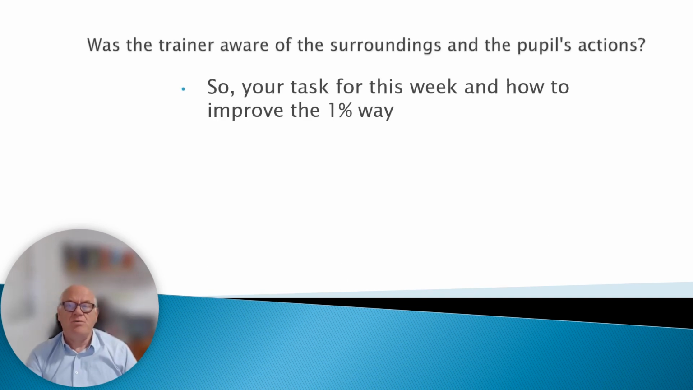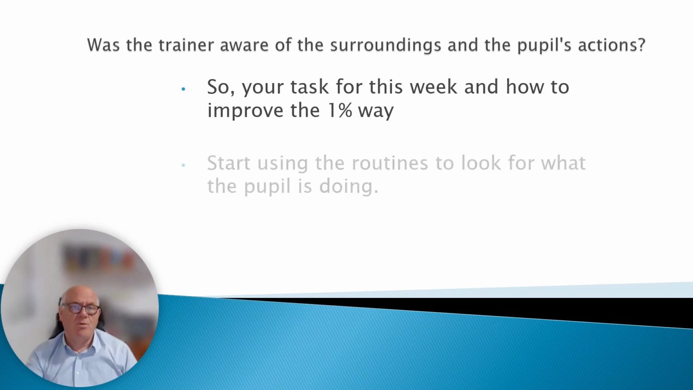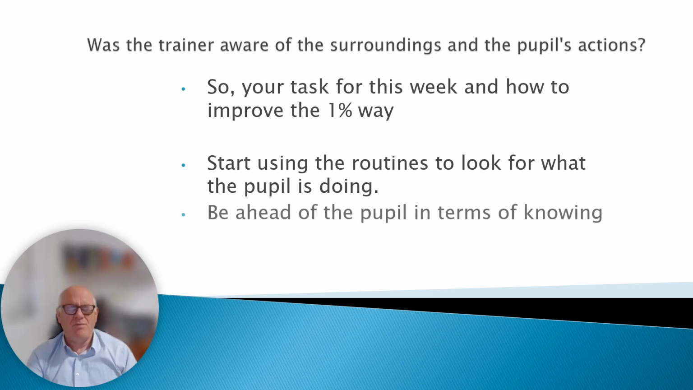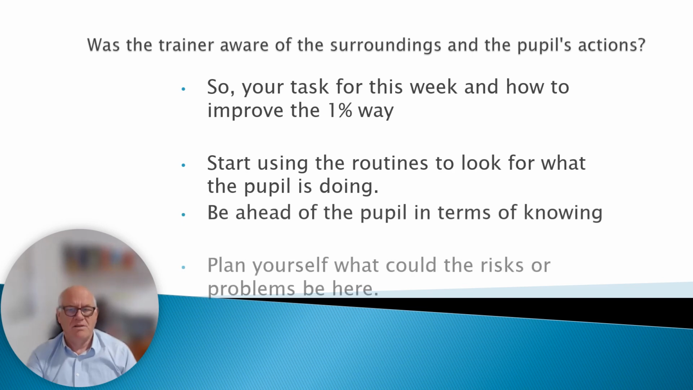So your task for this week, how to improve the 1% way, is start using the routines to look for what the pupil is doing. Get yourself focusing on the pupil, looking at the road ahead and really thinking. So at the end of this week, you should be able to say to yourself, do you know what, I'm a lot more aware of what's happening. Plan yourself. What could the risks, what could the problems be here?